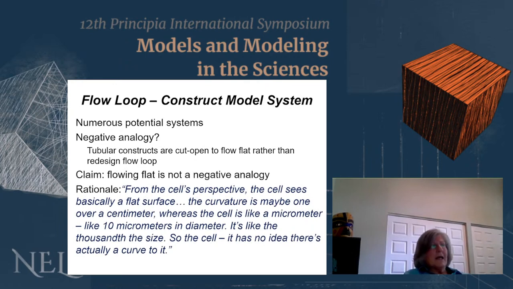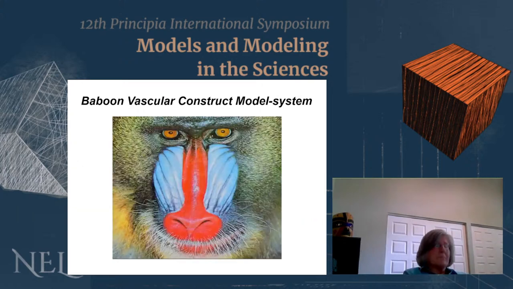The rationale is that from the cell's perspective, the endothelial cell sees basically a flat surface. The curvature is maybe like 1 centimeter, whereas the cell is like a micrometer. So the cell has no idea that it's living in a curved world. Basically, the cell lives in a flat land. So the forces it experiences are those of a flat land cell. And so they don't have to worry about this particular negative analogy.